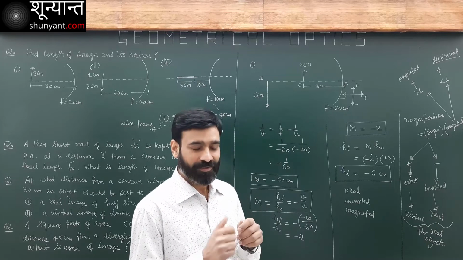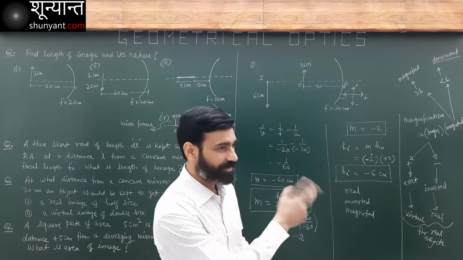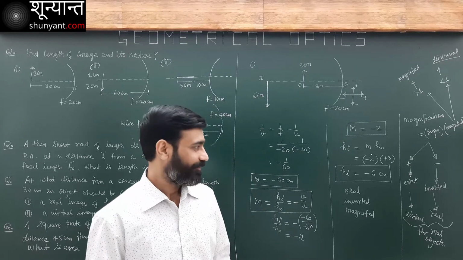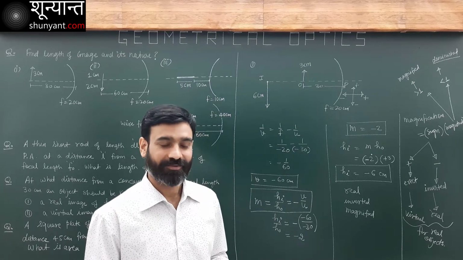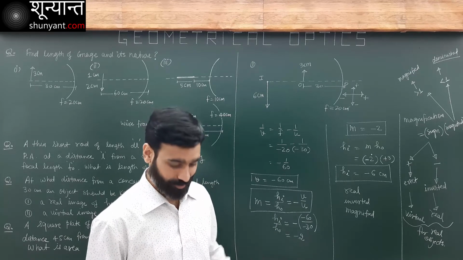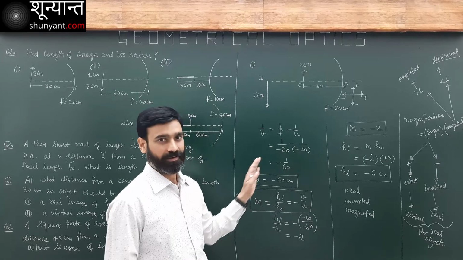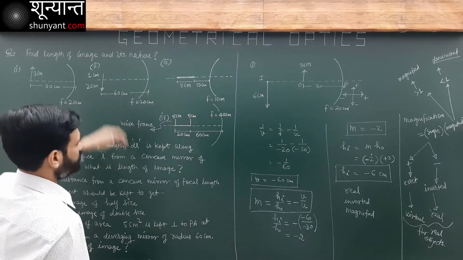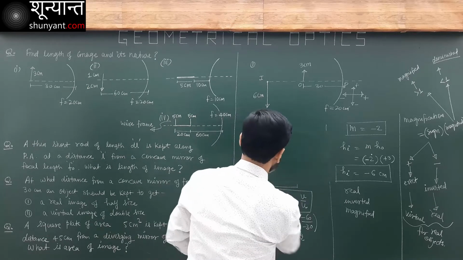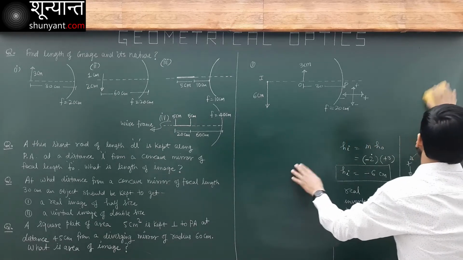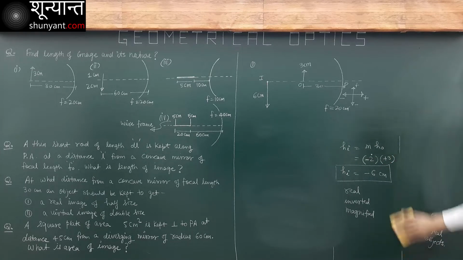Now, if my object becomes virtual, then the things interchange. What is the meaning of a virtual object? Next class we are going to see the meaning of a virtual object. That's how we find it. Now once you have this concept, you can try all the problems. Now here, the second one is going to be very, very important.